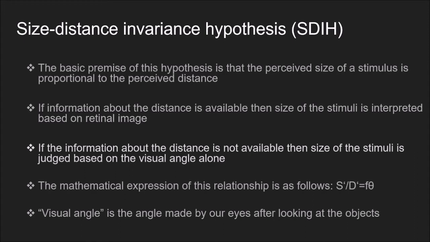visual angle alone. The mathematical expression of this relationship is as follows: S prime divided by D prime is equal to F theta, where S prime is perceived size, D prime is perceived distance, and theta is visual angle. Visual angle is an angle made by our eyes after looking at an object.